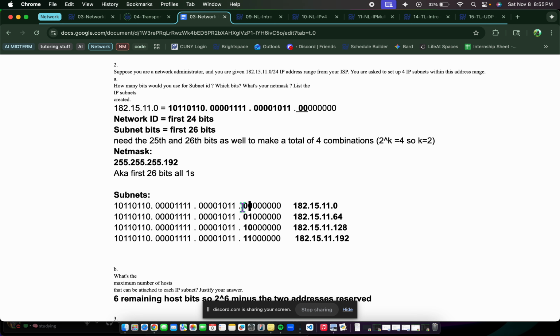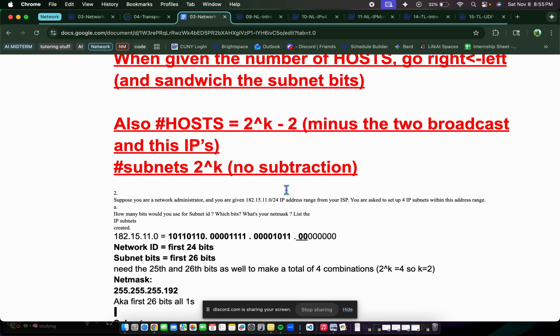So over here, I know I could do 0 0, 0 1, 1 0, or 1 1. Remember, these are our subnets, not our hosts. So we don't have to worry about not having the 0 0 or the 1 1 as being a bad address. These are our host bits, the ones that we need to worry about. That's why that whole formula over here.